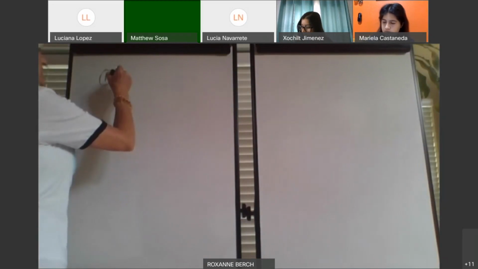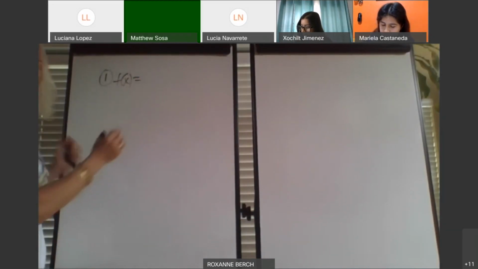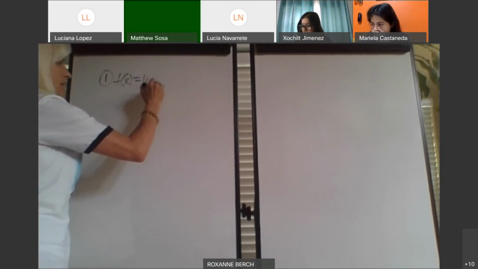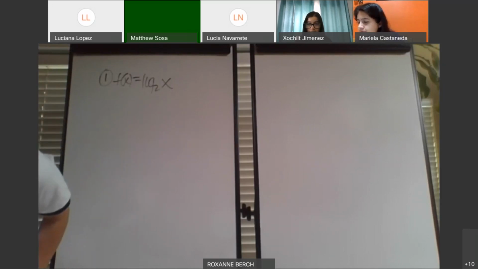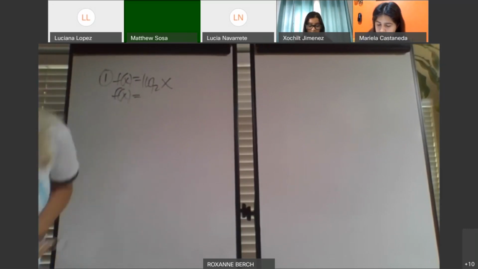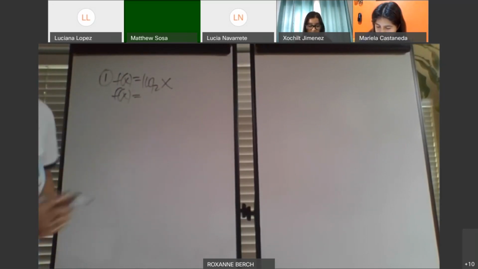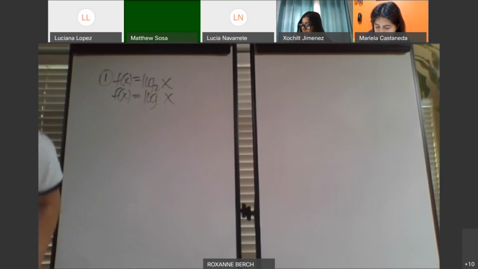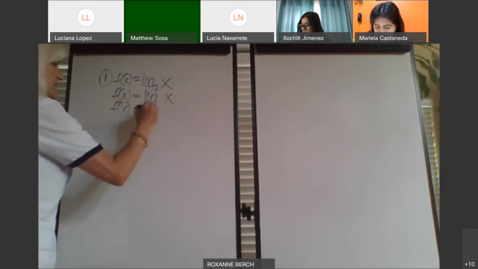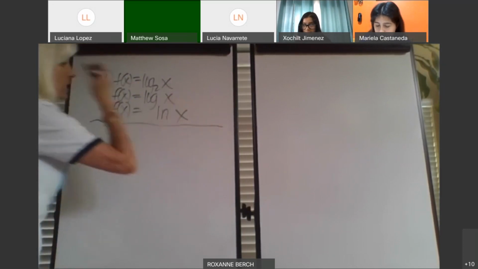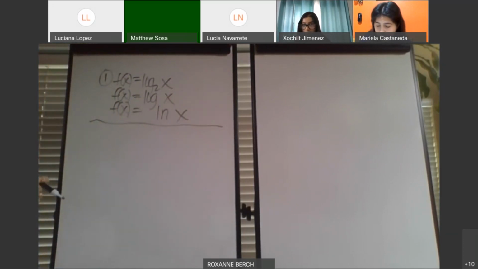And they're asking you to graph these different functions. So you have f of x is equal to, I can't see it, you guys, it's so small, log base 2 of x. And then they have f of x equals log base 10 of x. And then they have f of x is equal to the natural log of x. That is not an I, by the way, that's an L. All you do is just graph them the way we normally do.